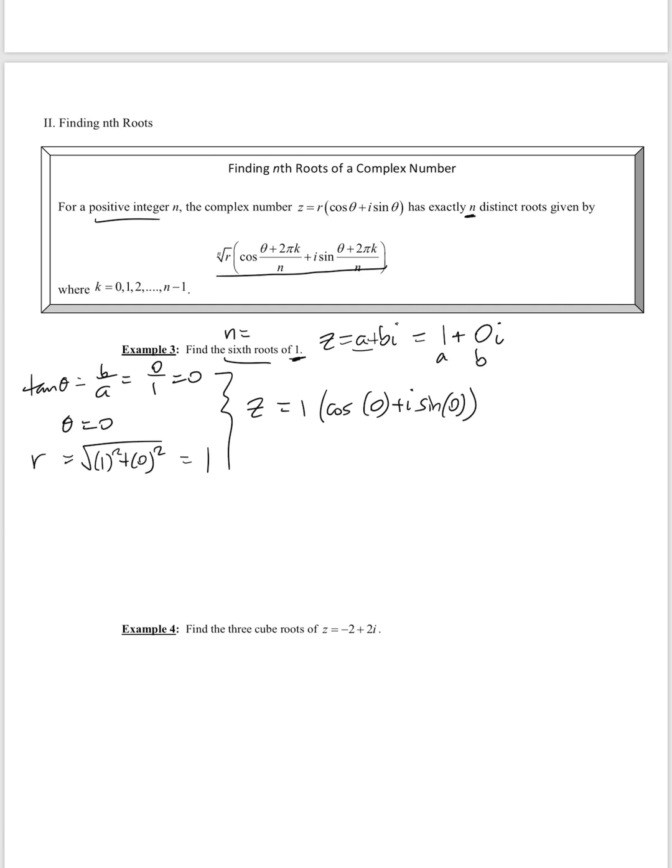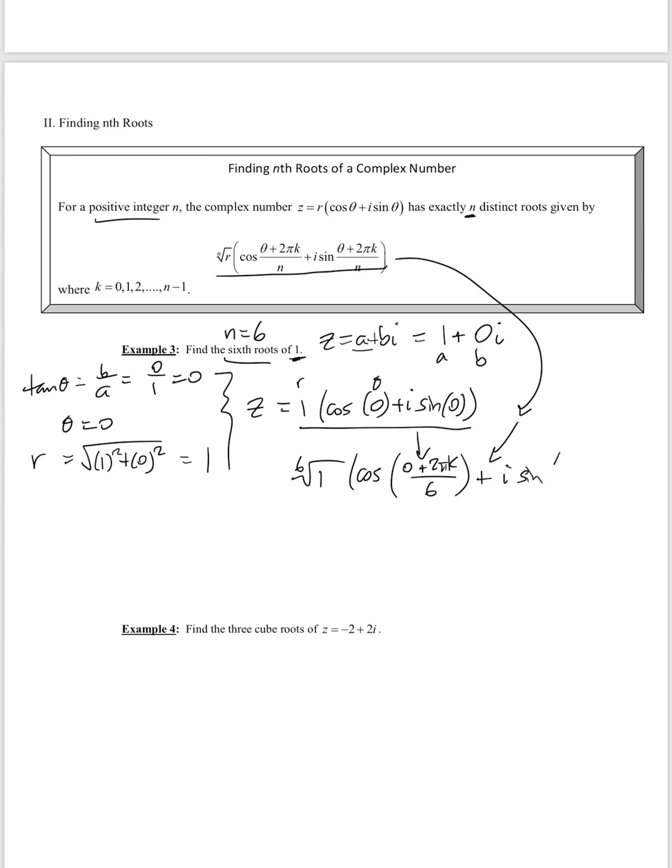So n equals 6. Take this formula, take this complex number together, and we're going to rewrite this. So the sixth roots of this complex number are going to be the sixth root of r, which is 1, right? This is r, this is theta, times the cosine of 0, that's theta, plus 2 pi times k, all over n, which is 6, plus i times the sine of 0 plus 2 pi k over 6.